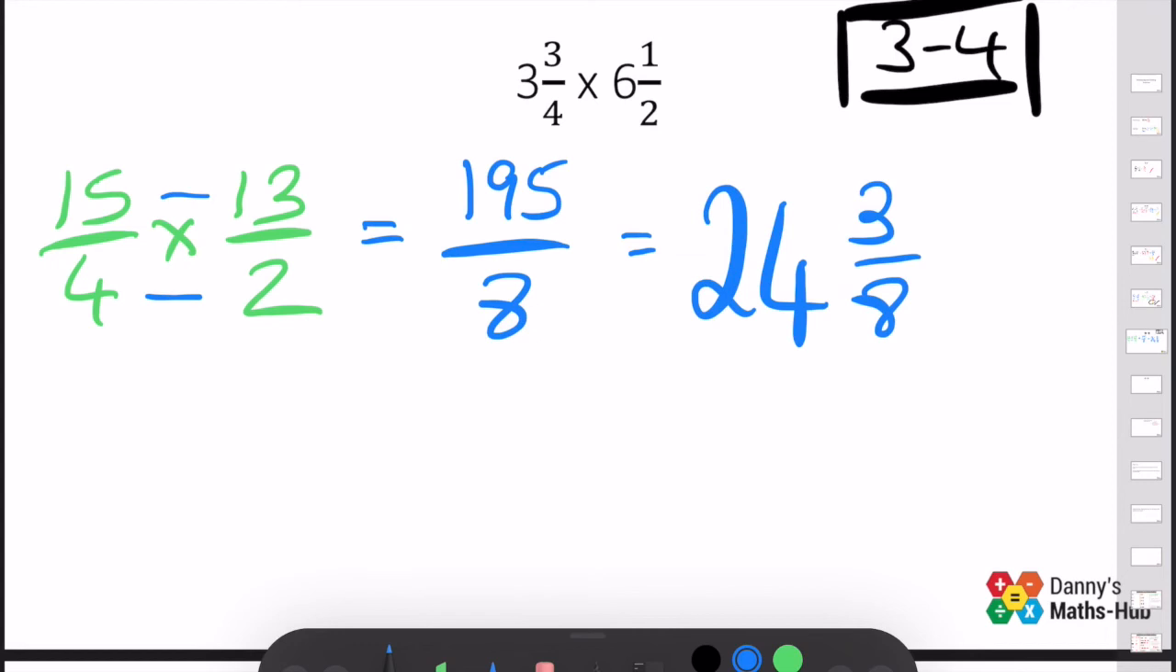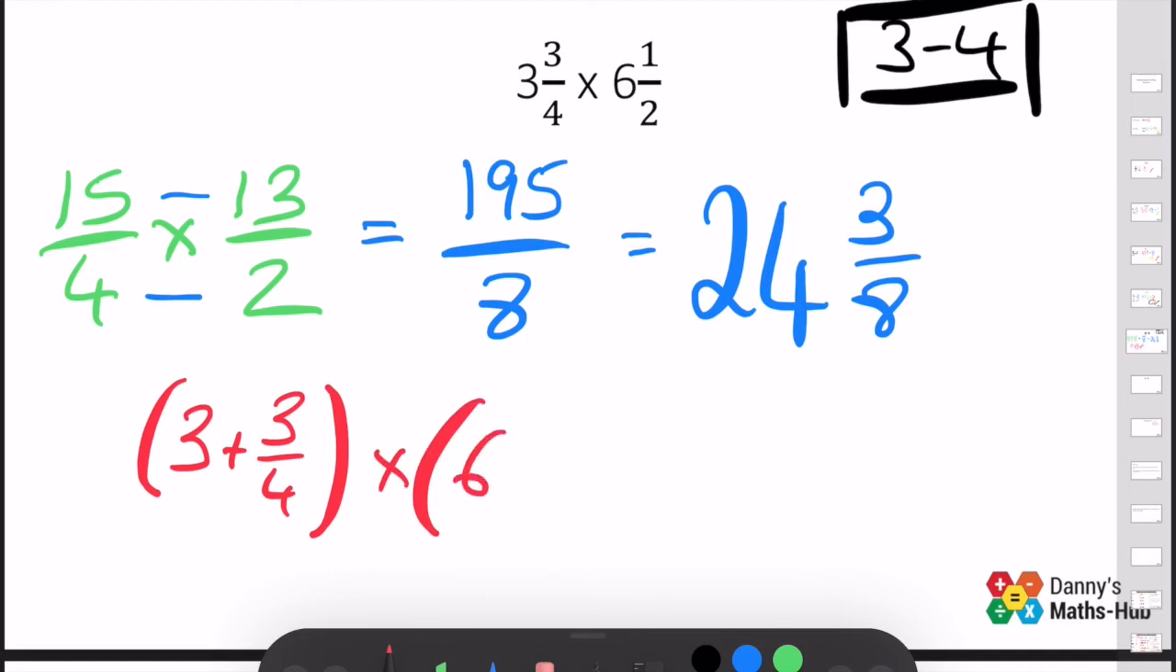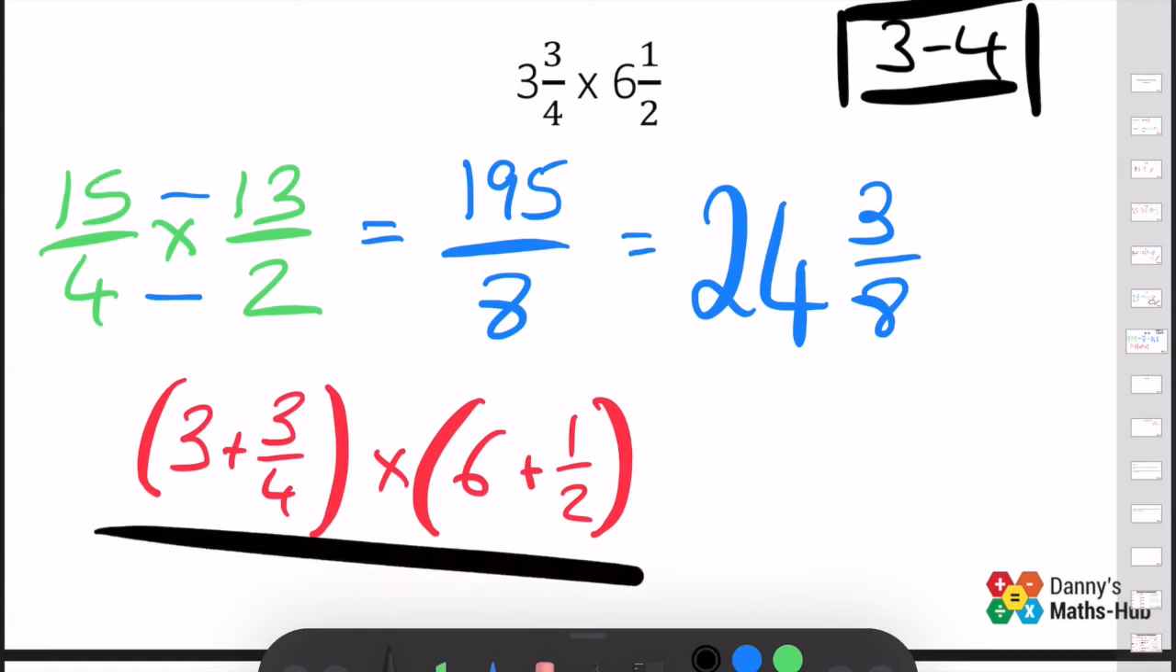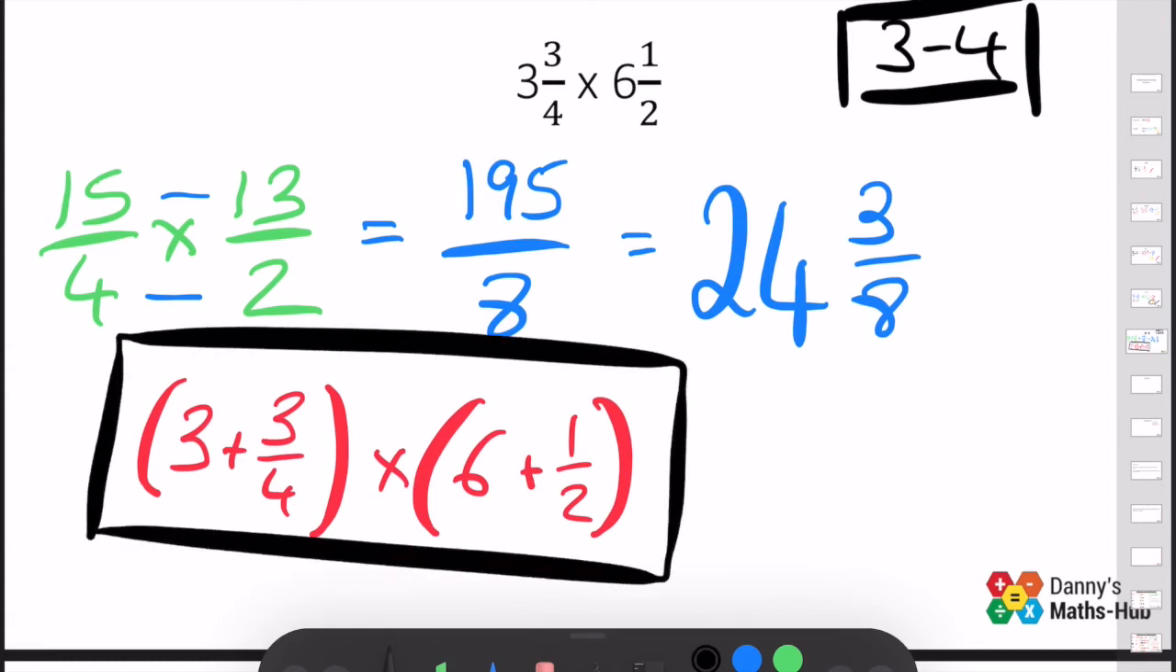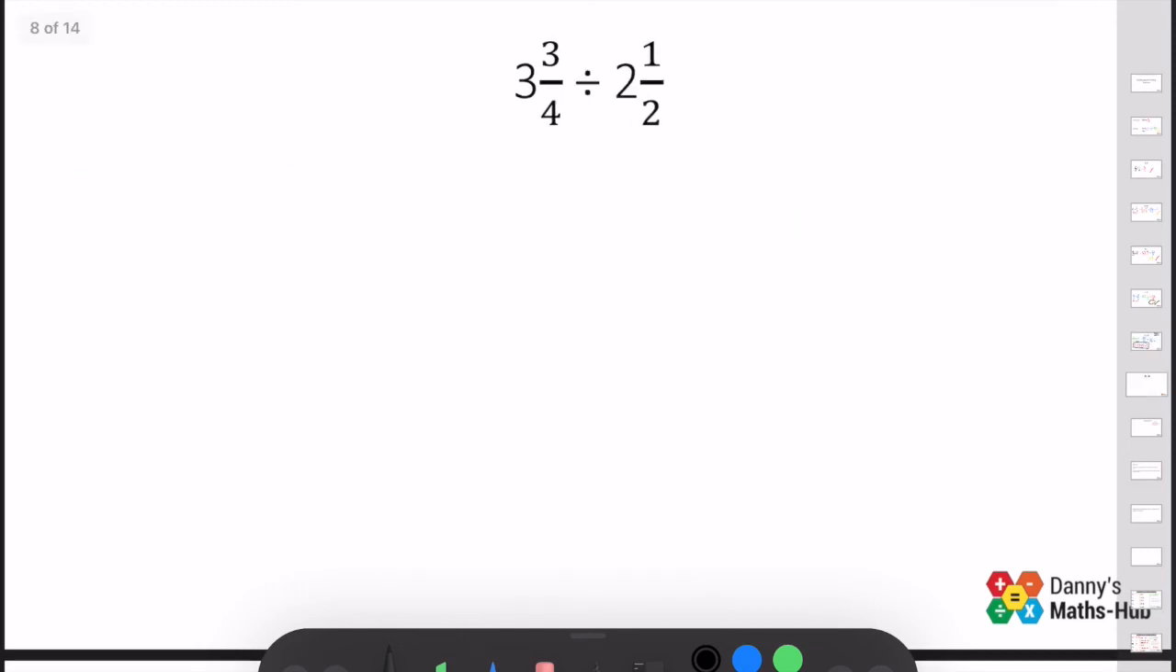Now, if we wanted to plug this into our calculator, and I'm going to show you this quickly, what we would do is put a bracket, 24 and 3/8. Now think what this is: 3 3/4. Another way of saying 'and' is plus. Bracket, times 6 1/2. So if you wanted to answer this using your calculator, this is what you'd have to put in your calculator. So let's have a look at another question.